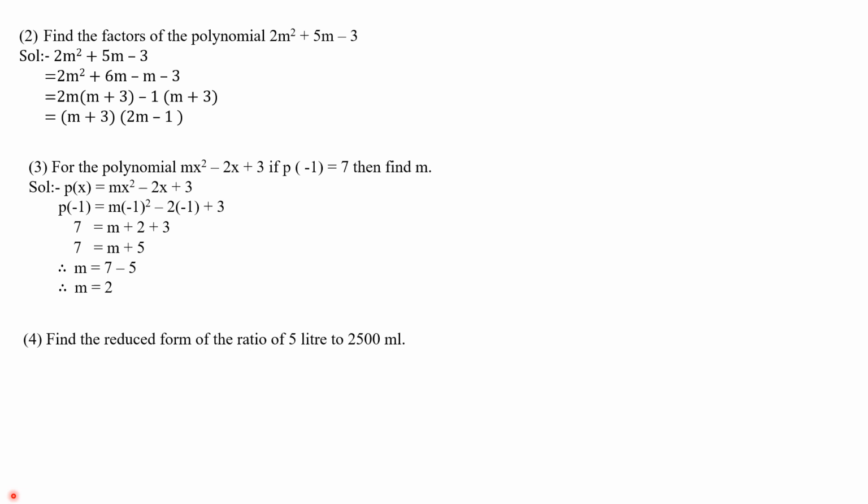Find the reduced form of ratio of 5 liter to 2500 milliliter. So I said you students that to find ratio, the units to be same. You have to see that the given ratio have same units. Now here it is liter and the other is given as milliliter. So we'll first convert liter to milliliter. So you know 1 liter is equal to 1000 milliliter. So we'll multiply 5 liters is equal to 5 into 1000 equal to 5000 milliliter. Okay. So you converted 5 liter to 5000 milliliter.